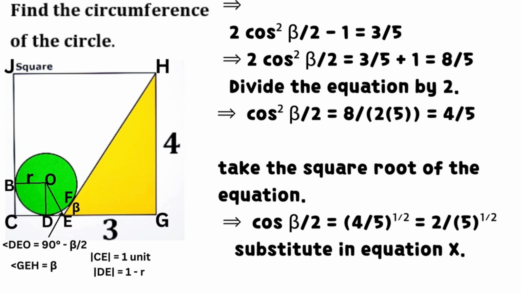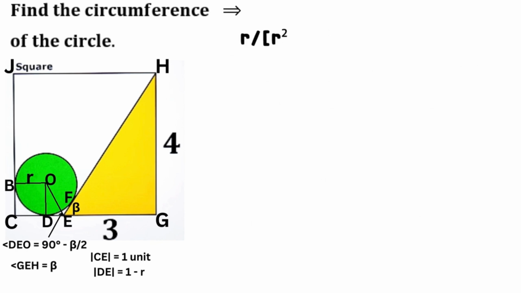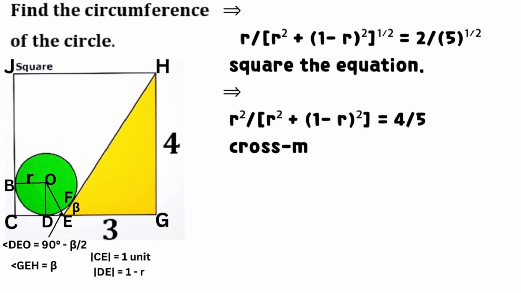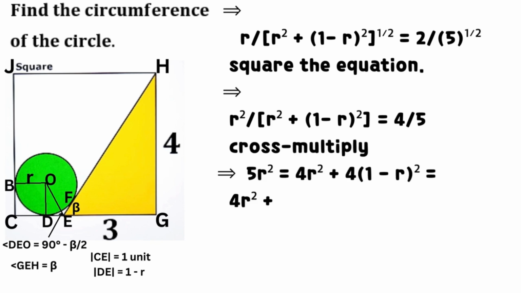Take the square root of the equation. Thus, cosine half of beta equals the square root of 4 divided by 5, which equals 2 divided by the square root of 5. Substitute in equation x. It implies that r divided by the square root of the sum of the square of r and the square of 1 minus r equals 2 divided by the square root of 5.